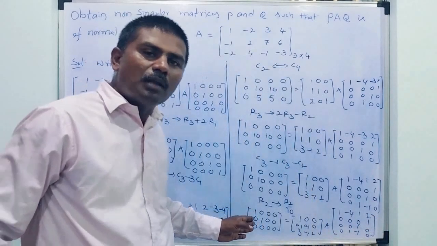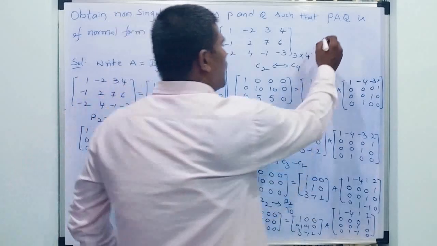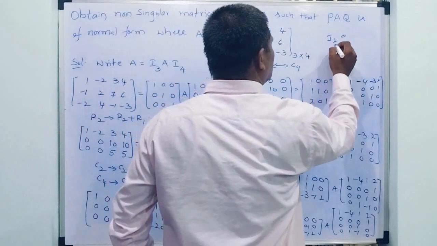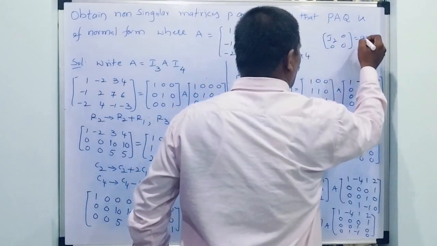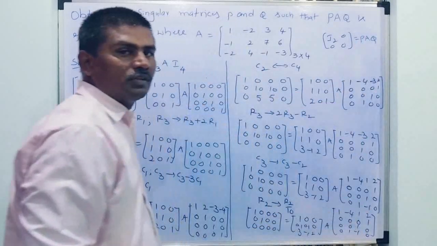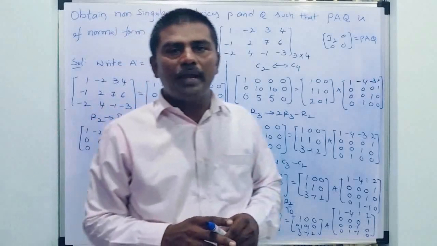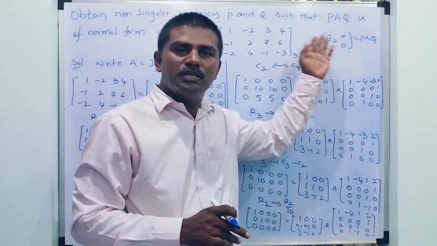So, this is in normal form: I2, 0, 0, 0. Which is in PAQ form, where P is this one and Q is that one. This is the way to find the non-singular matrices P and Q such that PAQ is in normal form.